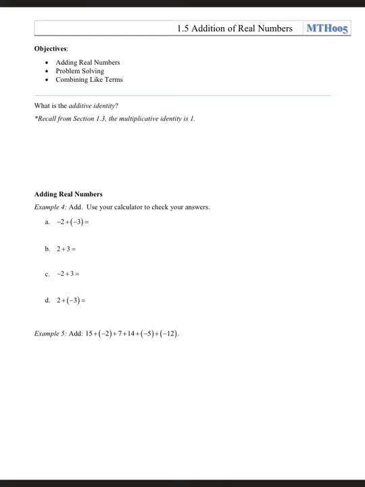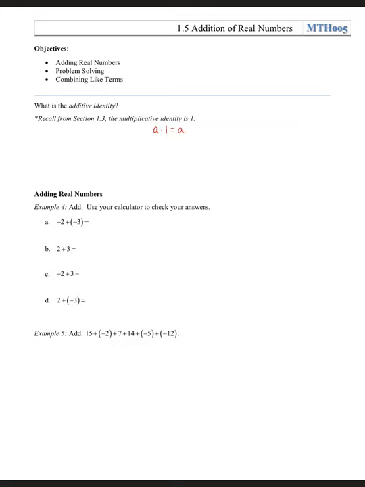Hi, with section 1.5, we're talking about addition of real numbers. So the first thing we have here is what is the additive identity? Now you can see here it says recall from section 1.3 the multiplicative identity of 1. Remember, the multiplicative identity says if you take any number and multiply by 1, it doesn't change the identity.